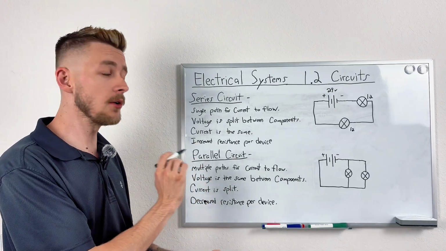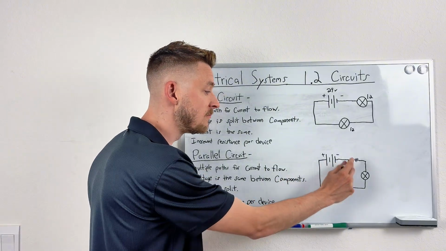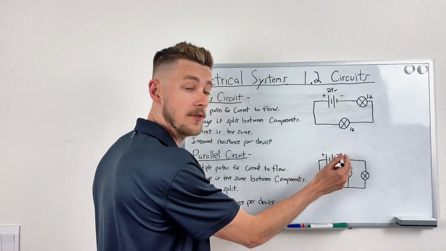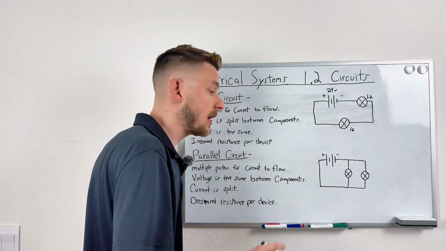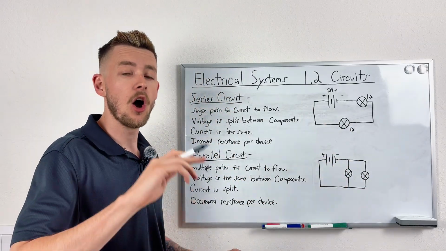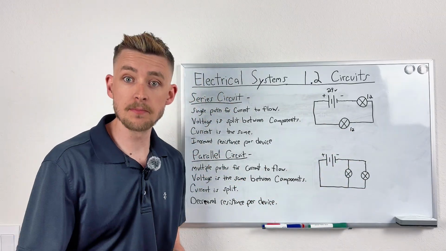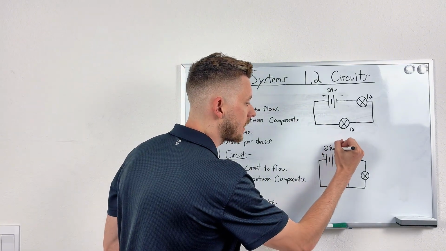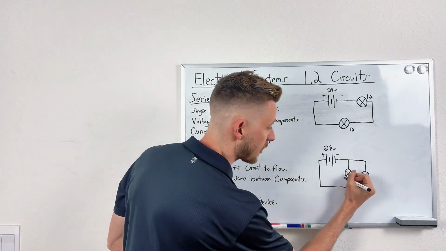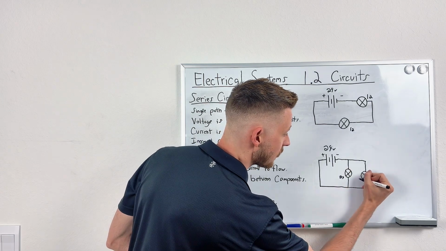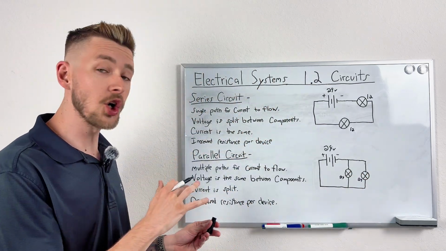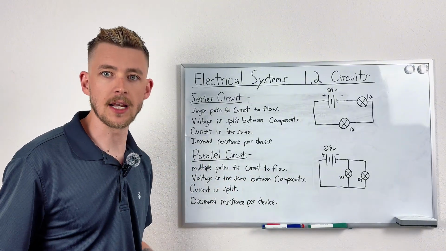When it comes to a parallel circuit, we actually are going to have multiple paths for current to flow. So when we're coming out here, we can go down this path or this path. Because we have separate paths, our voltage does not have to be split. It's actually the exact same. So on this circuit right here, for 24 volts, you're going to have 24 potential at each one of these lights right here. Whereas our current is going to be split between them.